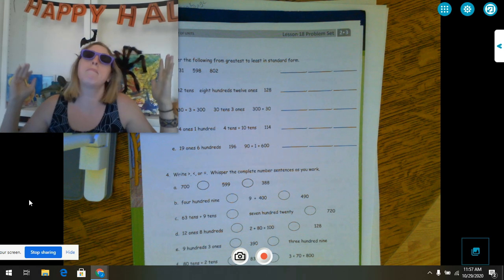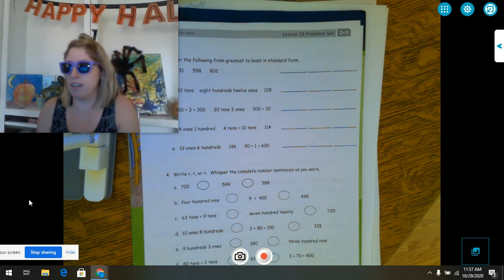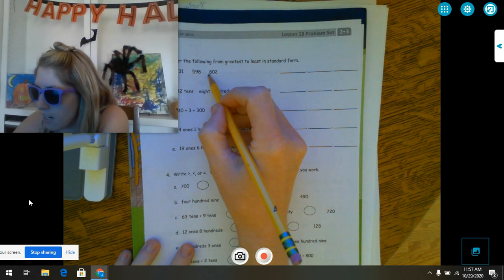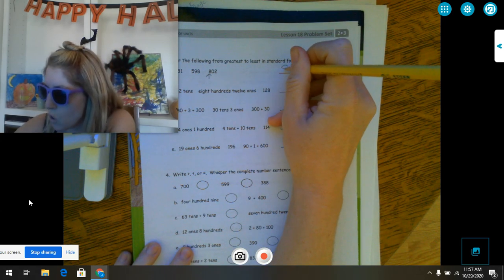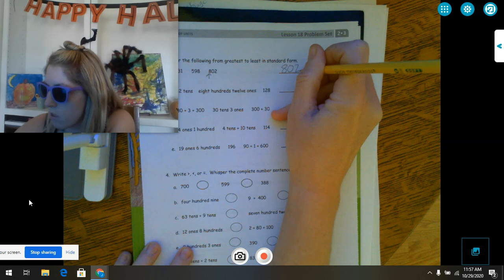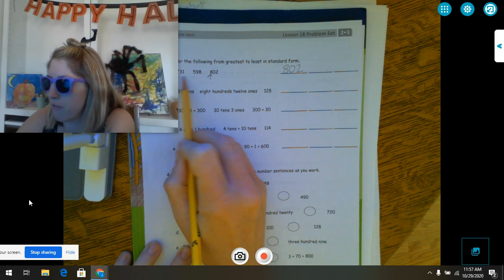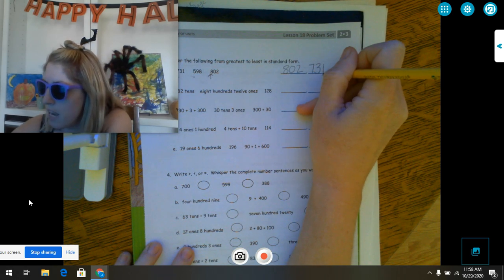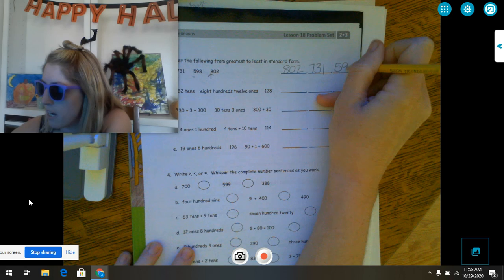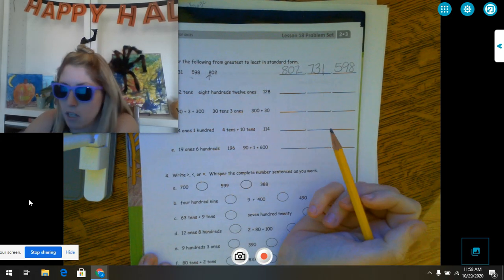Which of those numbers has the biggest number in the hundreds place? Which one has the biggest number in the hundreds place? This 8 here is the biggest number in the hundreds place. So that's going to be our greatest, 802. Okay, which one has the next biggest number in the hundreds place? A 7 or a 5? The 7, so 731. And last, 598.